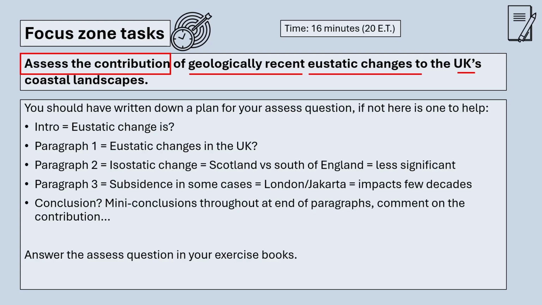However, as you will no doubt appreciate, other factors contribute to UK's coastal landscapes. So there is a lot of scope to include other information. Also, don't forget to use your geographical lenses to help evaluate and compare factors to decide which is contributing more. It might be that some things are contributing on a larger areal extent, or certain things are occurring faster than others. So enough of me going on. I'm going to give you around 18 minutes to answer this. Away you go.